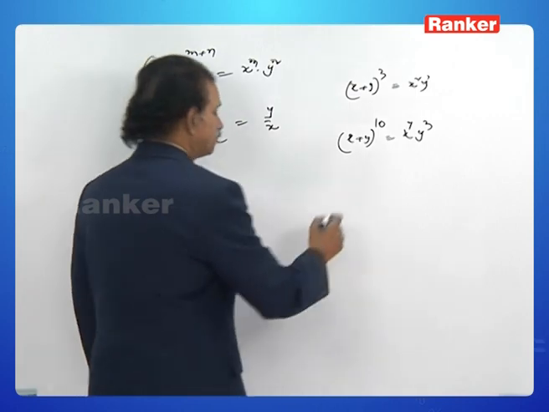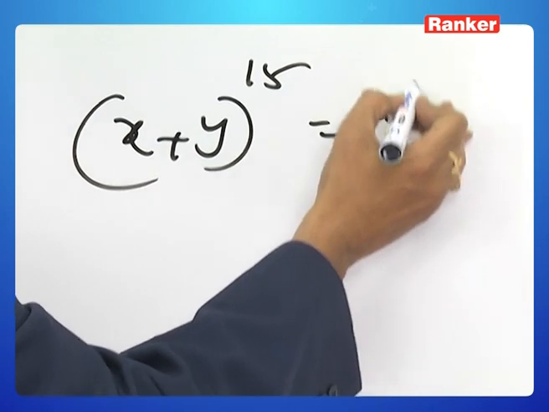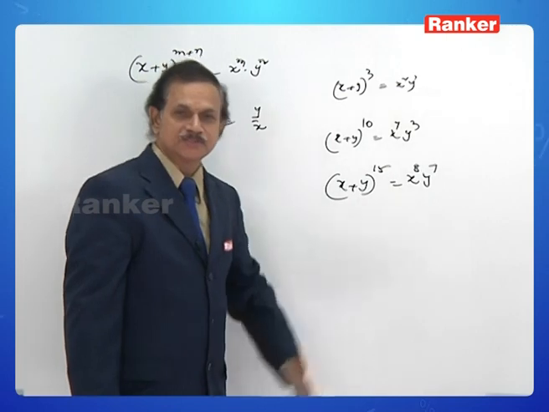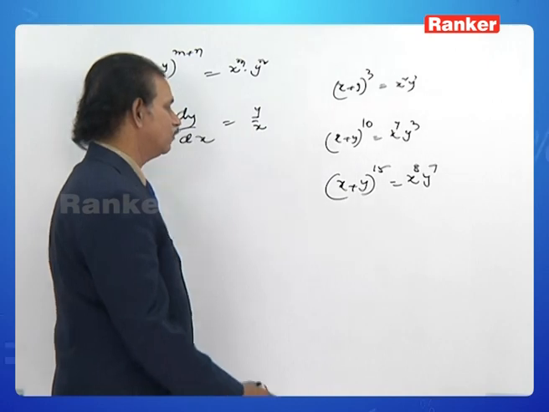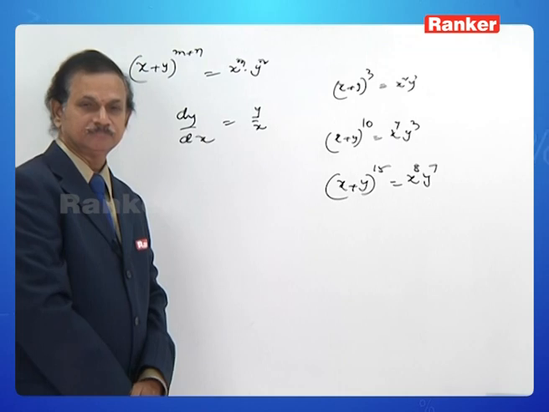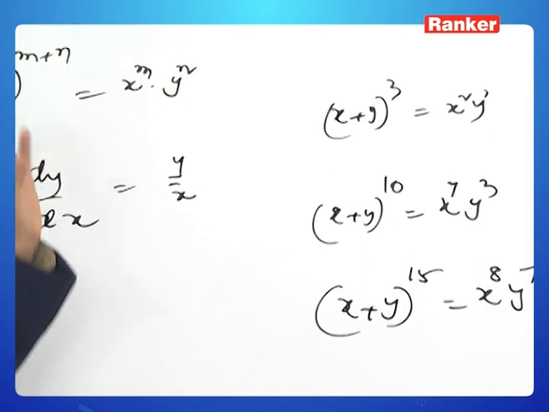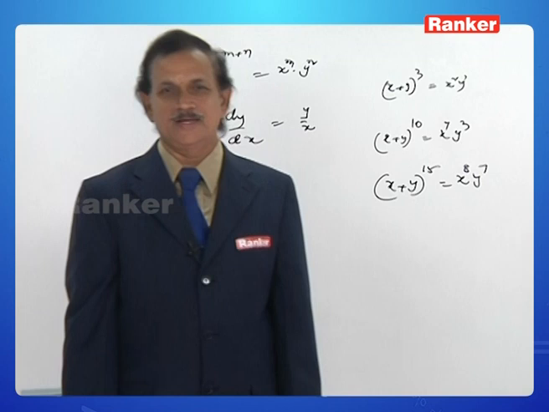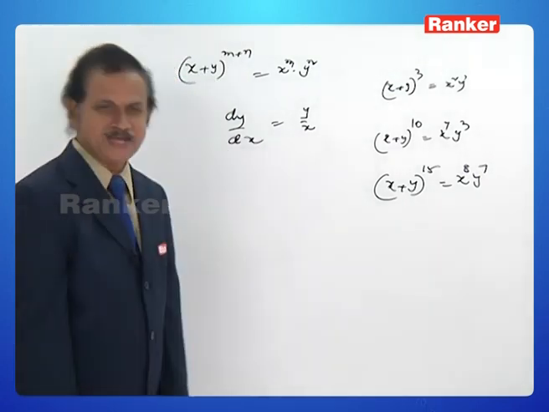y by x. (x plus y) whole to the power of 15 is equal to x power 8 into y power 7. Again, m is 8, n is 7, m plus n is 15, so dy by dx is equal to y by x. Like that we have the answer. So it is a beautiful model. The reusability of the result can be observed here, surely. And it can easily be verified if you proceed, no problem about that.